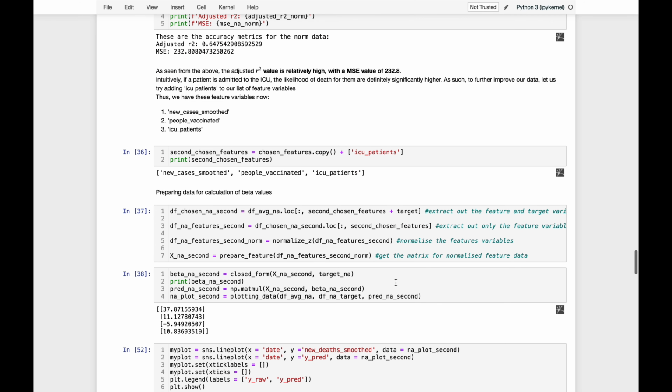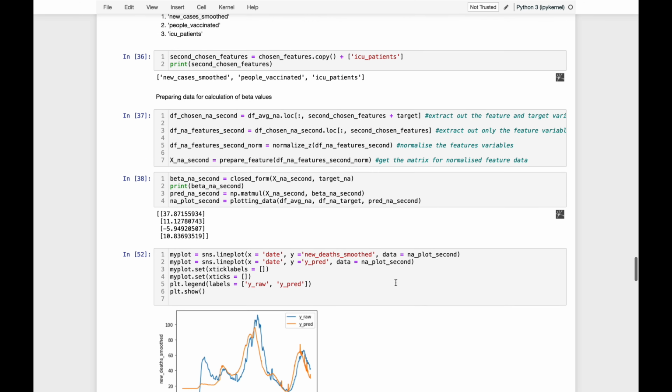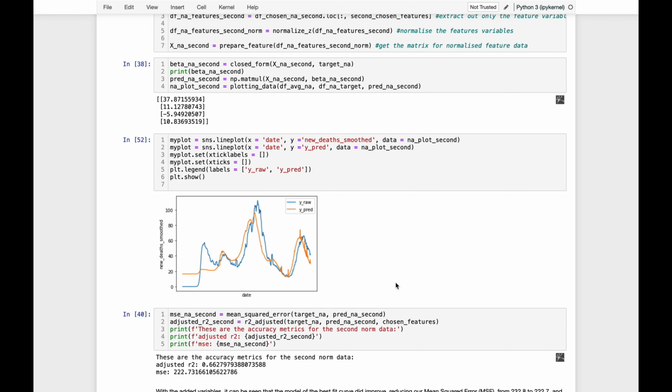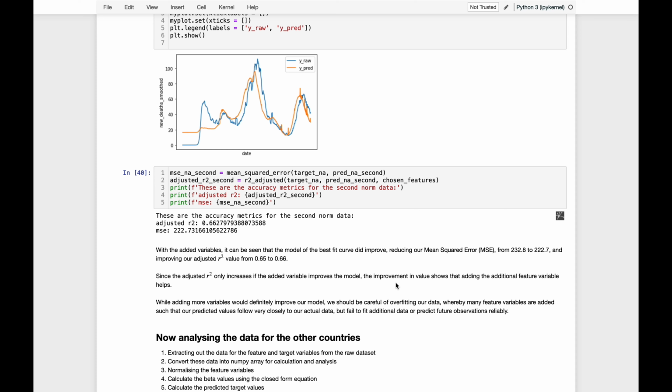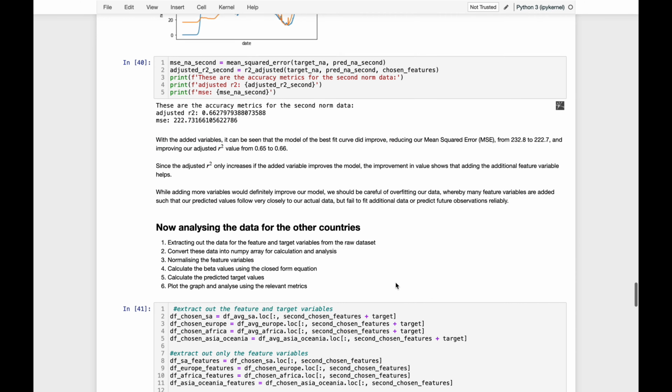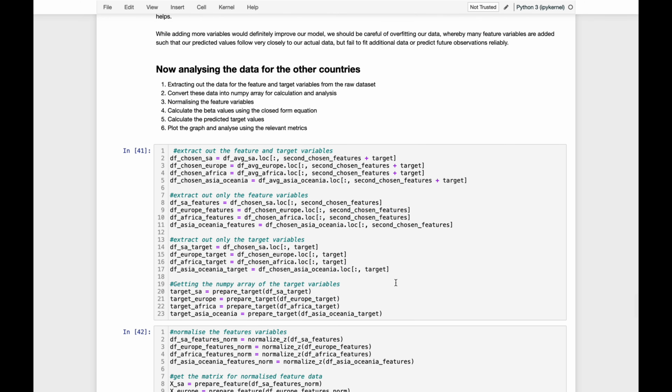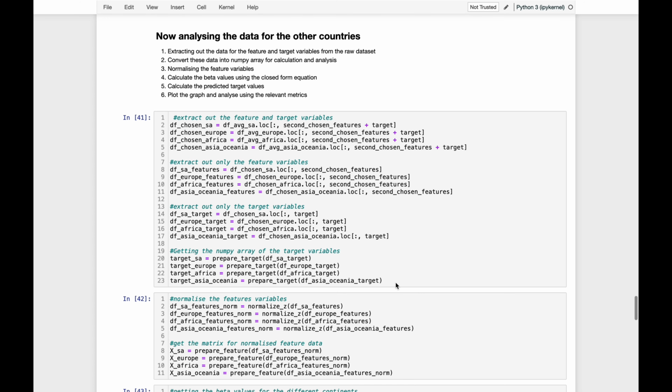So with the new feature variable, we did the same thing as before, and after that drew a line plot. So from there you can see that there's an improvement in the model. So what we need to do now is to do the same thing but for all the other continents as well. So what we need to do is extract out the data for the feature and target variables, convert them into NumPy arrays, then normalize the feature variable.